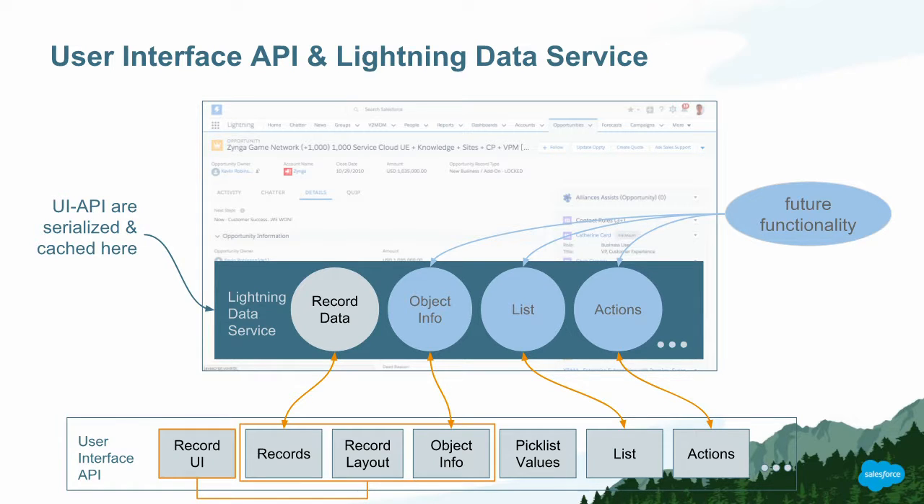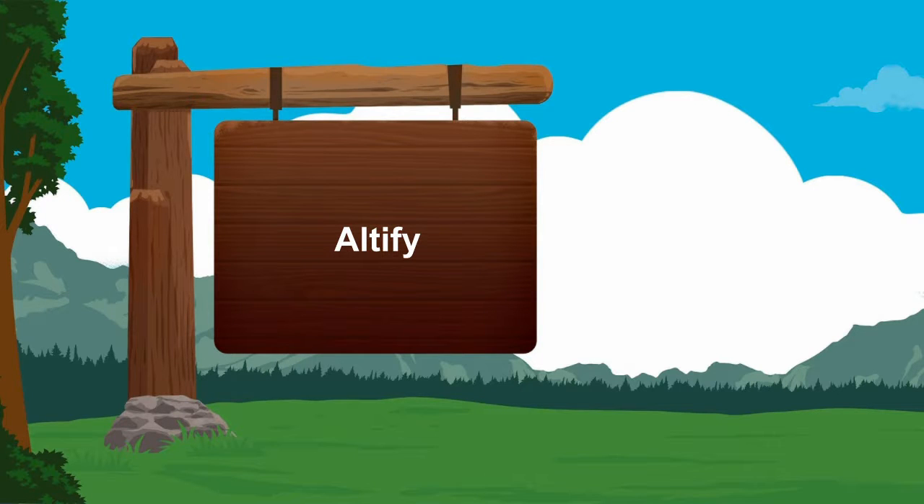And what you see here is essentially a one-to-one roadmap of the public API that we already have for User Interface API, and then the eventual Lightning Data Service modules that are going to give you that flexibility to build more complicated and more robust Lightning components. And we'll go into the roadmap in a little bit. But I want to turn it over right now and have Canis show you how Altify is leveraging User Interface API and what their existing app does. And we'll go from there.